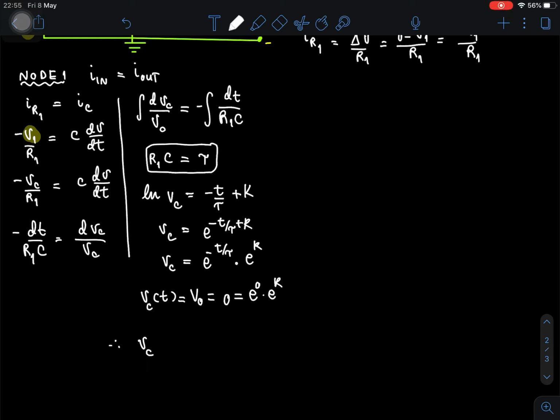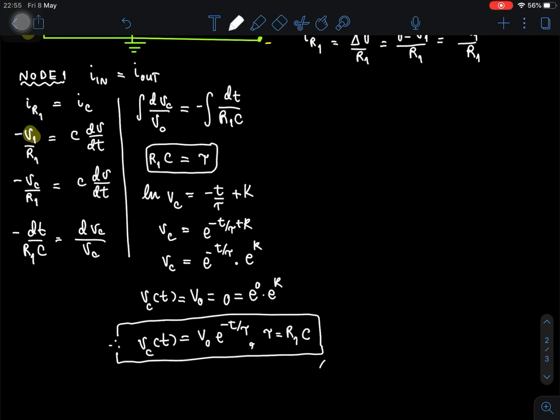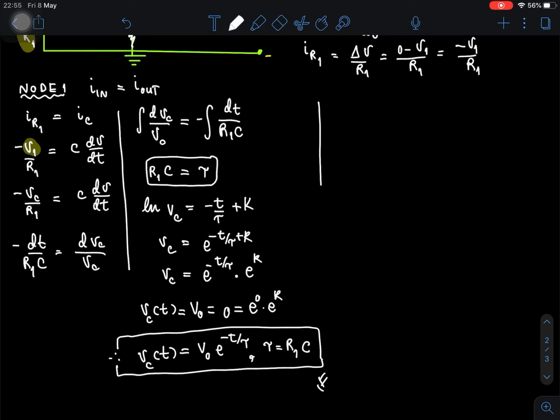We have Vc as a function of time equal to V naught, or basically the voltage across the capacitor at the initial condition, times e to the power of negative t by tau, where our tau is just R1C. Okay, here we have our answer. So next we are going to find I sub c as a function of time.